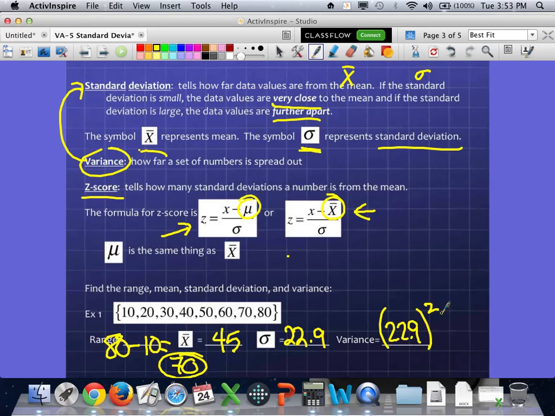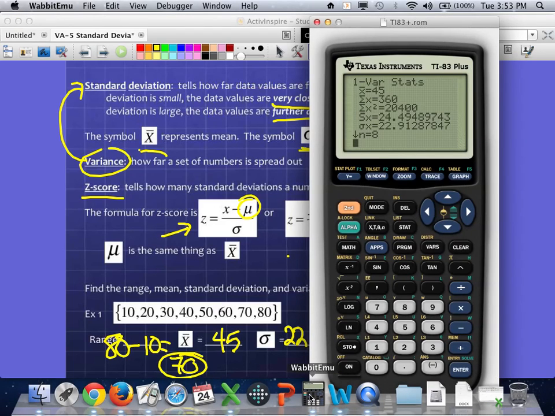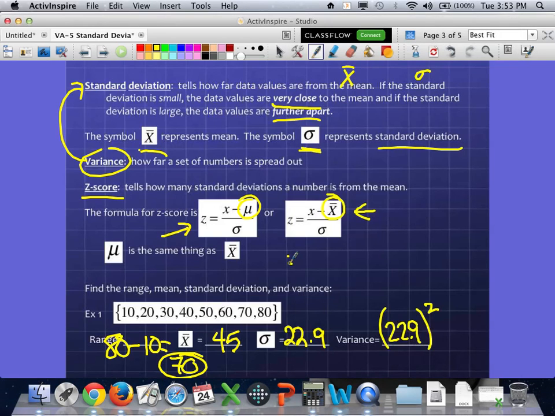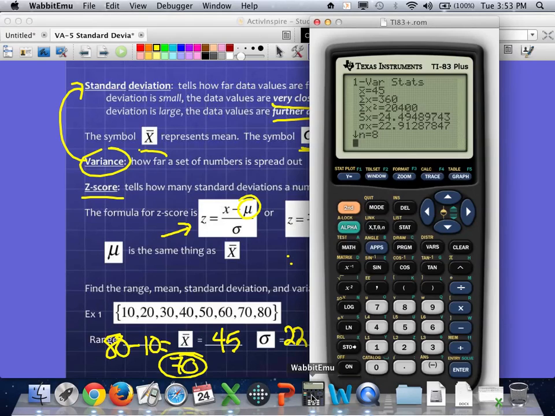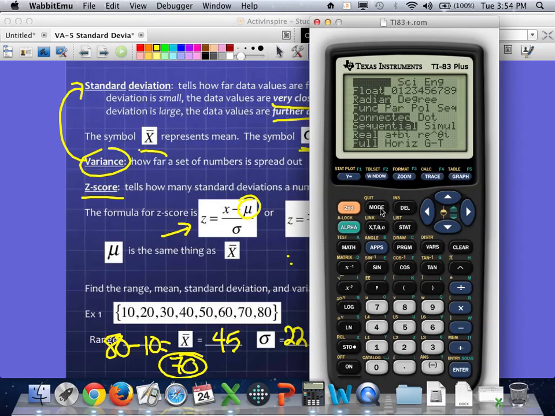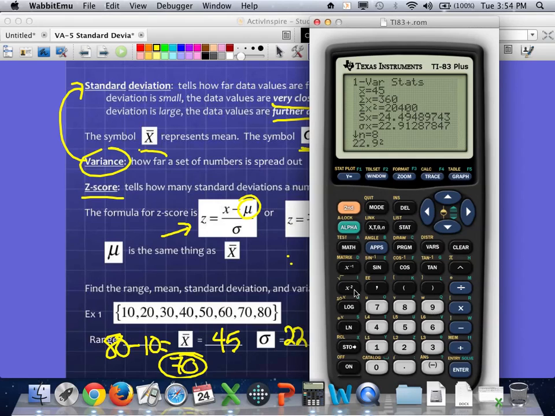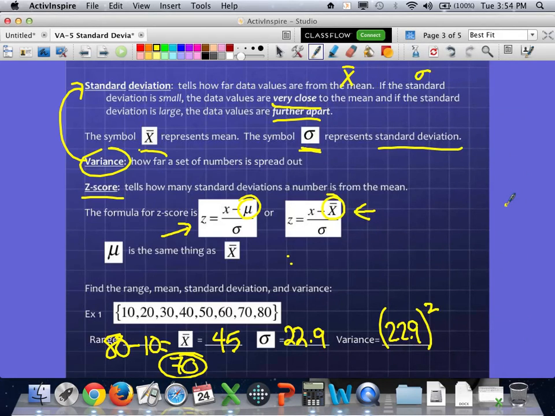Now, let me just remind you, the more that you round your numbers, the less exact it is. So if you wanted to do the standard deviation, 22.91 would be more exact than 22.9. So your variance would be a little bit different too. So let's look at that. Second mode. Oops. Second mode. Let's go. All right, and if I wanted to do 22.9 squared to see what my variance is, that's 524.4.